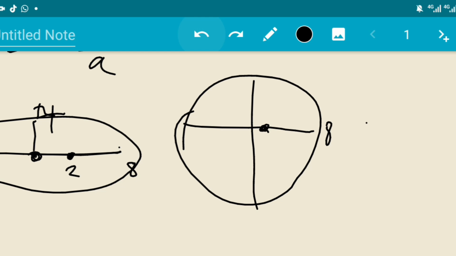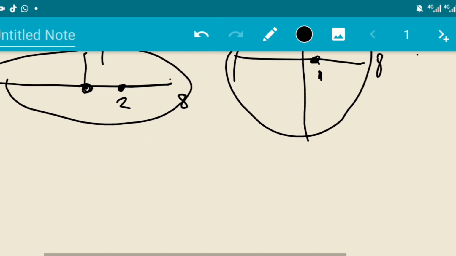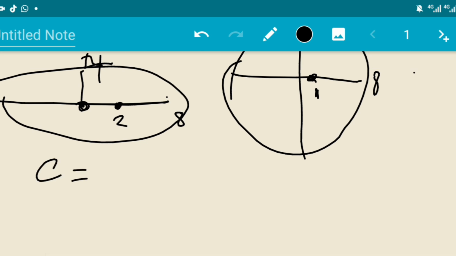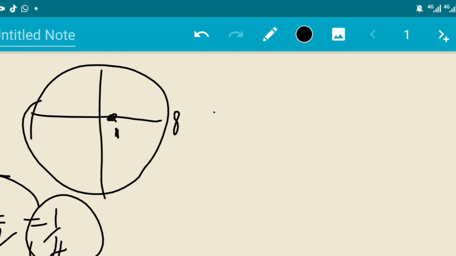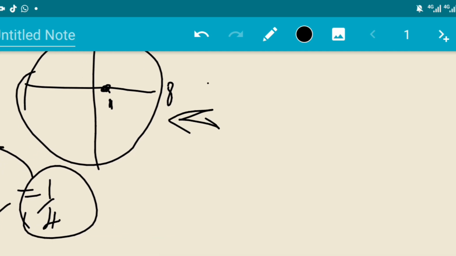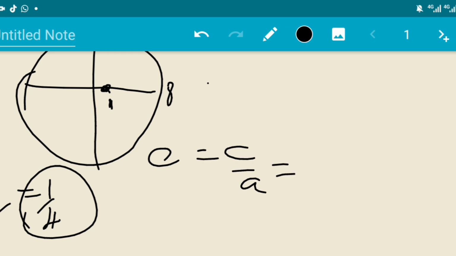So let's take our focus, or our C, to be 1. So in this case, the eccentricity would be E equals what? C over A, where our C is 2 and our A is 8. So 1 over 4. This is its eccentricity. Then in this case, our eccentricity for this one will be E equals C over A. What is our C? Our C is 1. Our A is 8. So that is our eccentricity for this.